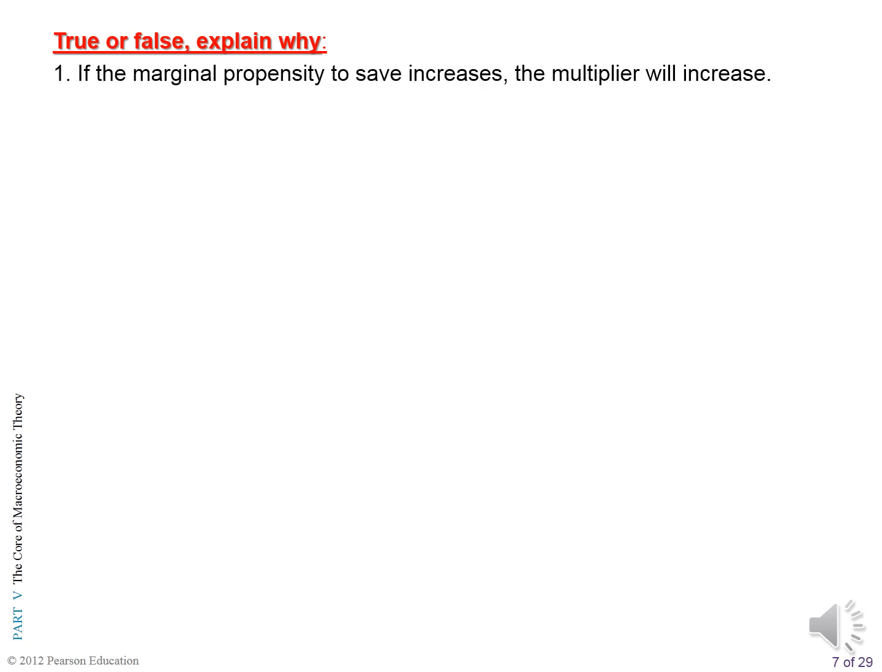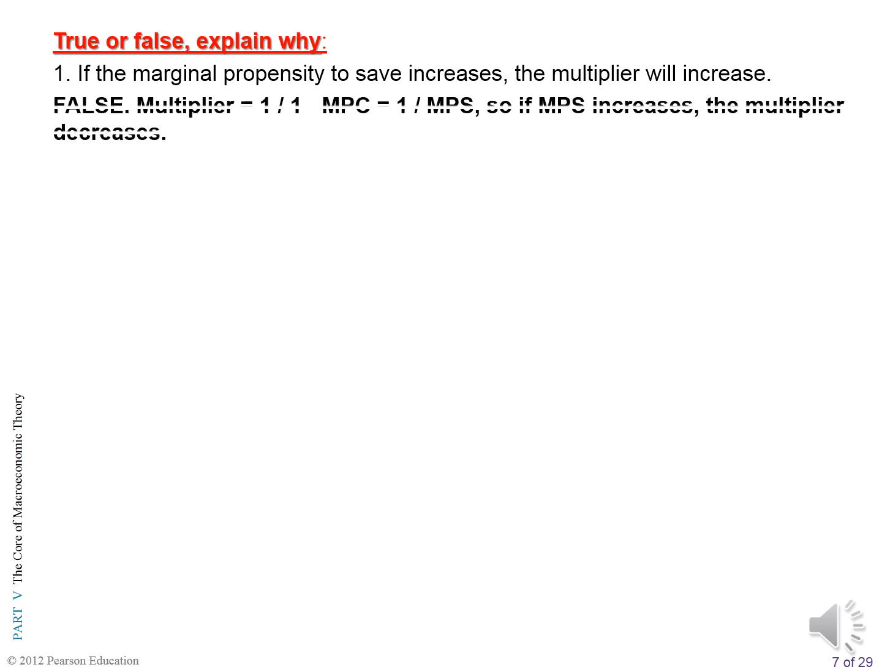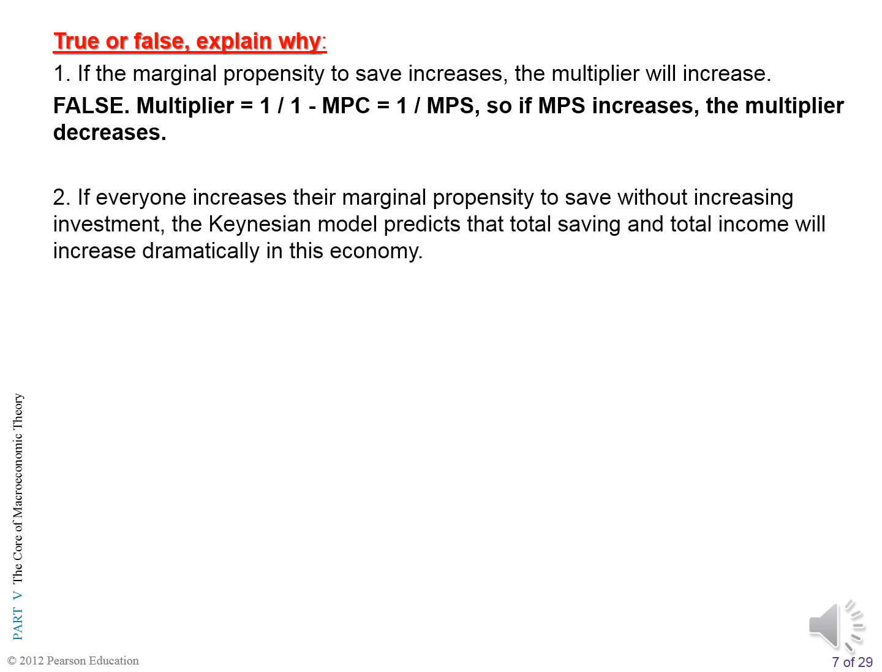اوكي، تعالوا نحل مع بعض بقى كده كام سؤال مهمين، ركزوا بقى معايا. True or false, explain why. If the marginal propensity to save increases, so the multiplier will increase. طبعا disagree. There is a negative relationship between marginal propensity to save and the multiplier.